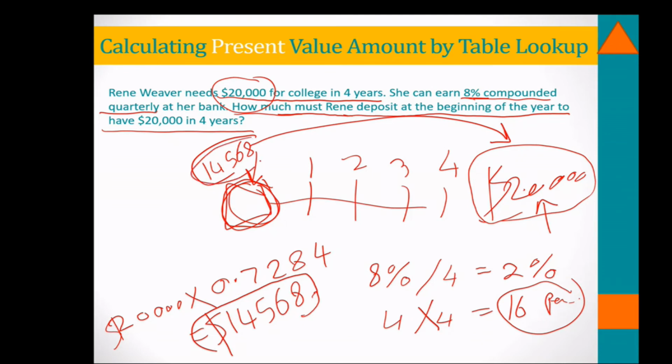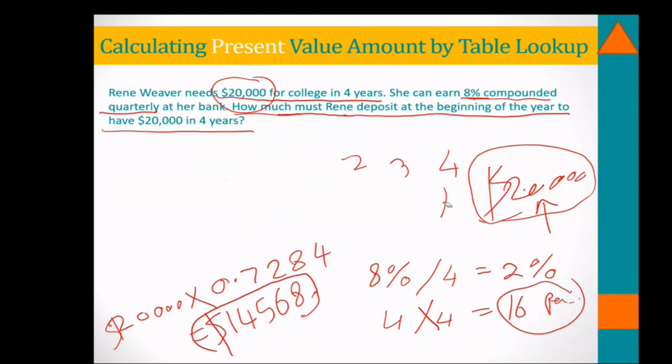This we call present value. You must distinguish between present value and future value, or compounded value. Sometimes it's said it's future value, or it's compounded value.